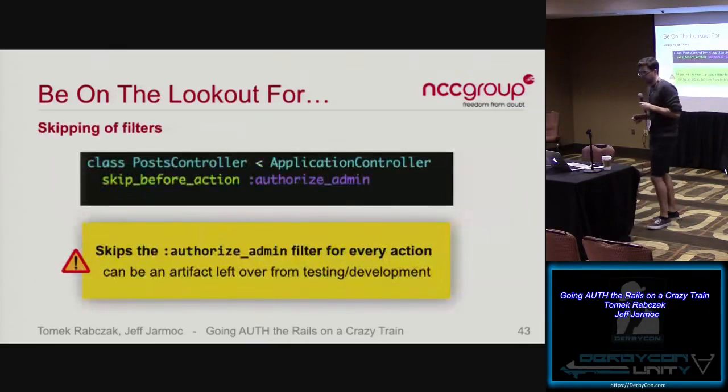The use of skipping filters. Again, this is something to vet if you see it, because you want to make sure that the developer actually meant to do this. Sometimes we might see developers trying to test with a curl client. They don't want to play around with authenticity tokens, so they'll say skip before action, verify authenticity token, and then forget to take that back out when they commit it. And so then you have CSRF across that controller.